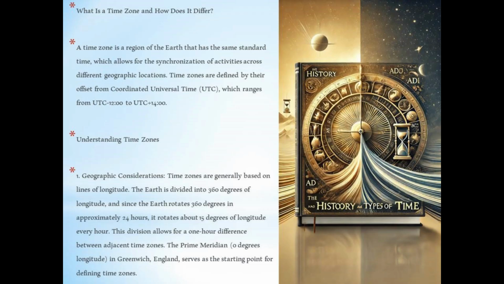Understanding time zones. Number 1. Geographic considerations. Time zones are generally based on the lines of longitude. The Earth is divided into 360 degrees of longitude, and since the Earth rotates 360 degrees in approximately 24 hours, it rotates about 15 degrees of longitude every hour. This division allows for a 1-hour difference between adjacent time zones. The prime meridian, 0 degrees longitude in Greenwich, England, serves as the starting point for defining time zones.